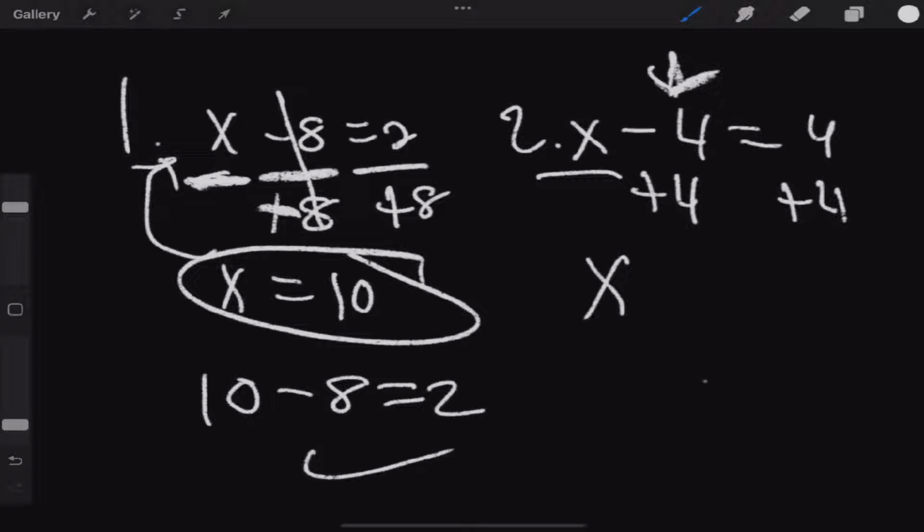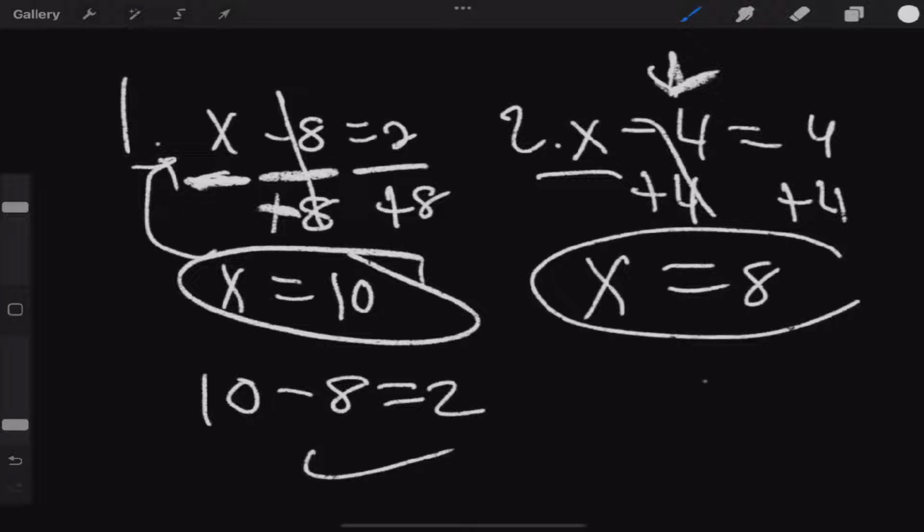We have our negative 4 plus 4, which is 0, so those go away. And we have equals, the equal sign doesn't change, so we just bring that straight down. 4 plus 4, which is 8. And that will be our answer. And again, if you just brought your negative 4 back over, you get x equals 0, but that doesn't make sense.